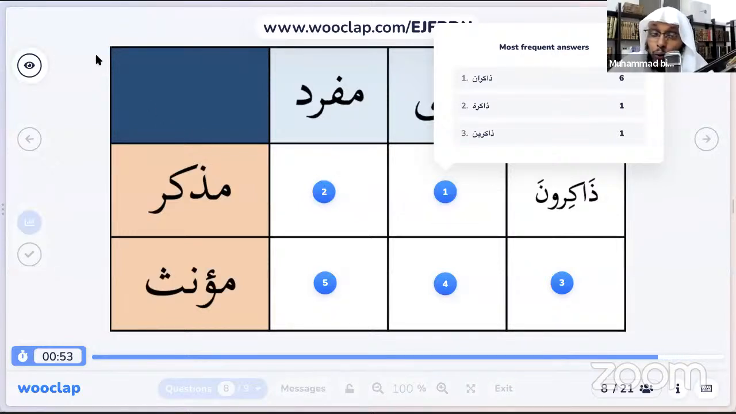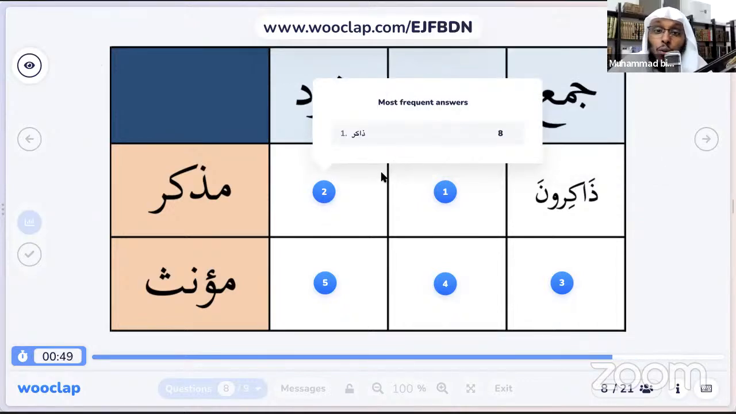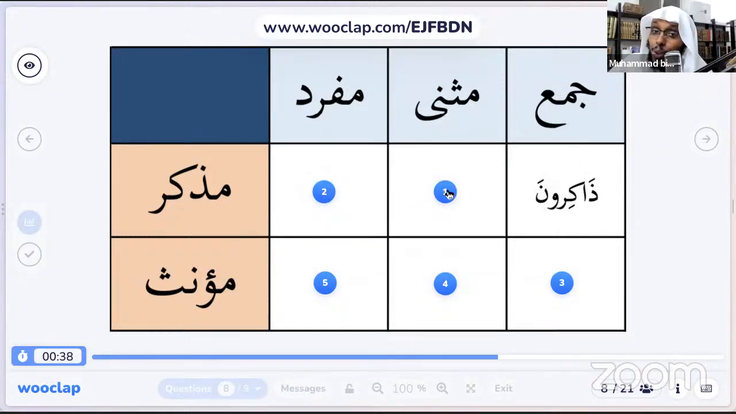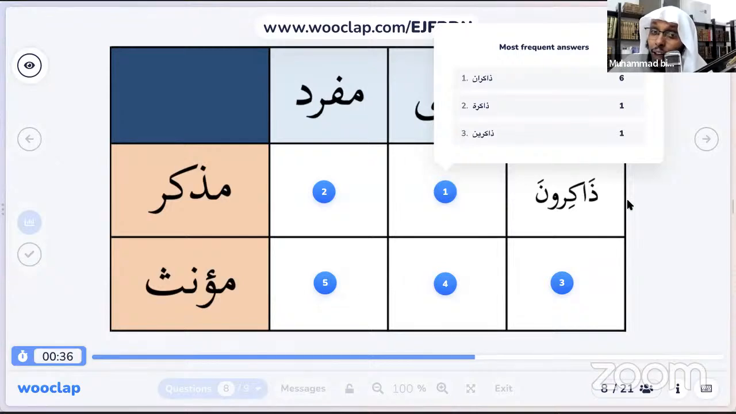All right, let's go to the first one. Let's go to the Mufrad and see how many people got that right. The Mufrad, all of you got it right: Dhakir. Mumtaz, so far so good. How about the Mu'annath? Dhakira, 100% correct. These two are easy, mashallah. How about the Muthanna? We have Dhakirani, which is the correct answer. One of you wrote Dhakira with the ta marbuta.